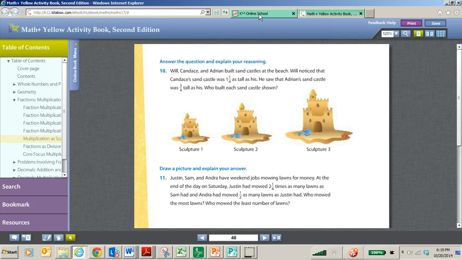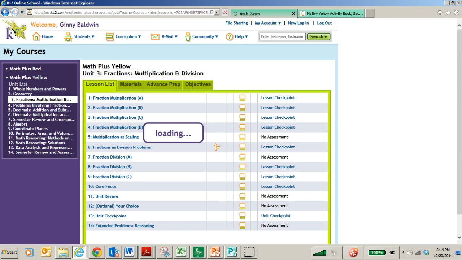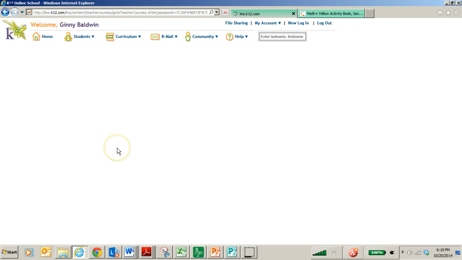So I hope this helps your child be successful with multiplication as scaling, and then we will head into multiplication as division.